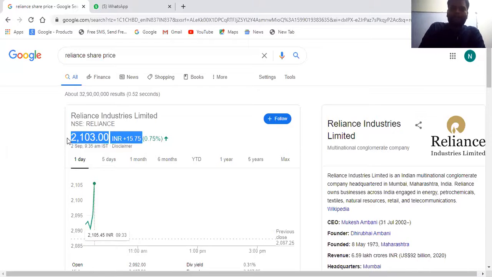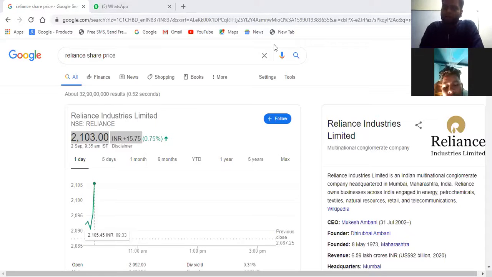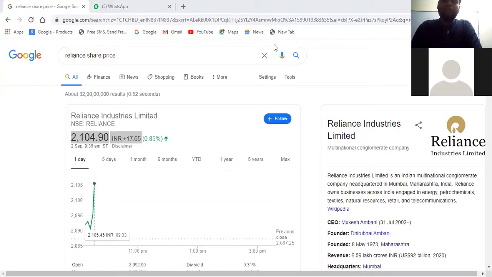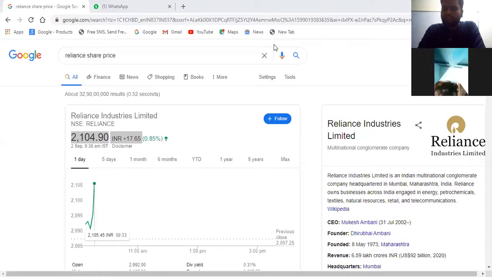Okay, when the sellers are active, if sellers become active to sell, then what happens? The Reliance share value will increase or decrease. If the buyers are active, okay, if you keep purchasing shares, there is a possibility of an increase in the share value. This is today's chart. Are you getting my point?